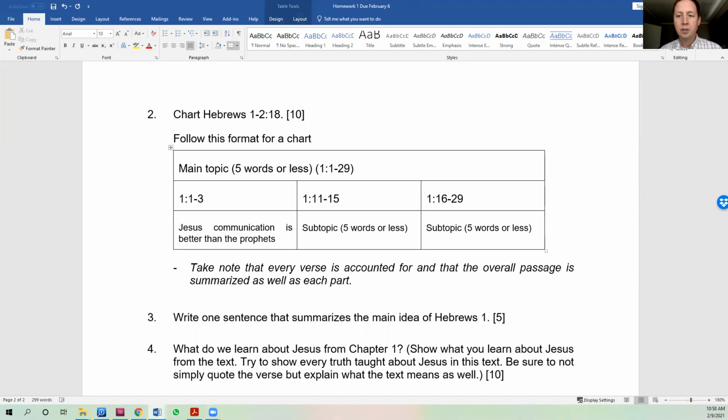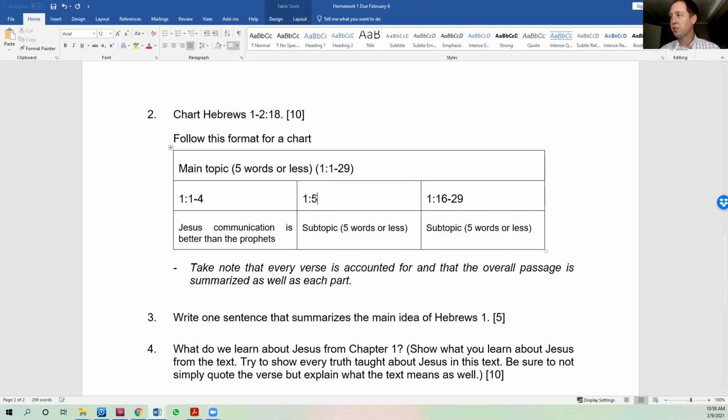But after we study this, and in English that looks very good, and we read in the commentaries, we realize that verses 1 to 4 in Greek are all the same sentence, which is why here in the NIV they have 1 to 4 all together. So you want to follow the grammatical structure. If that's all one sentence, you don't want to chop it up. The author intended that all to be together. So 1 to 4 would be Jesus' communication is better than the prophets.